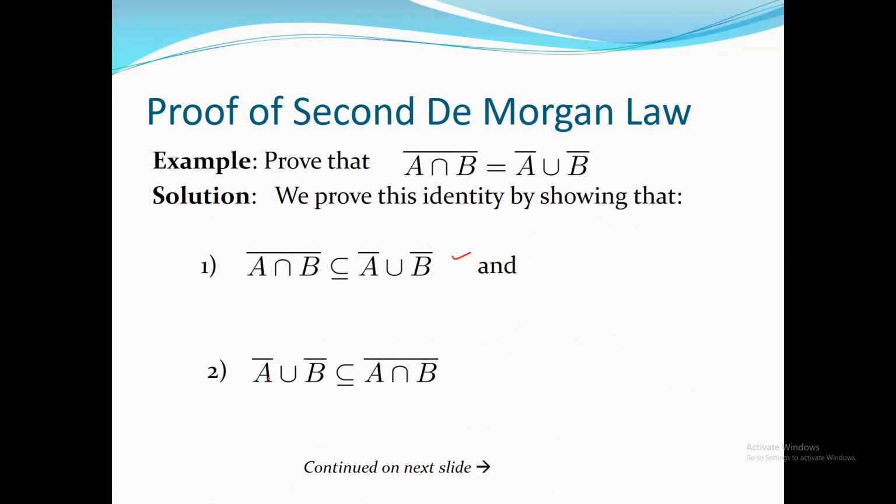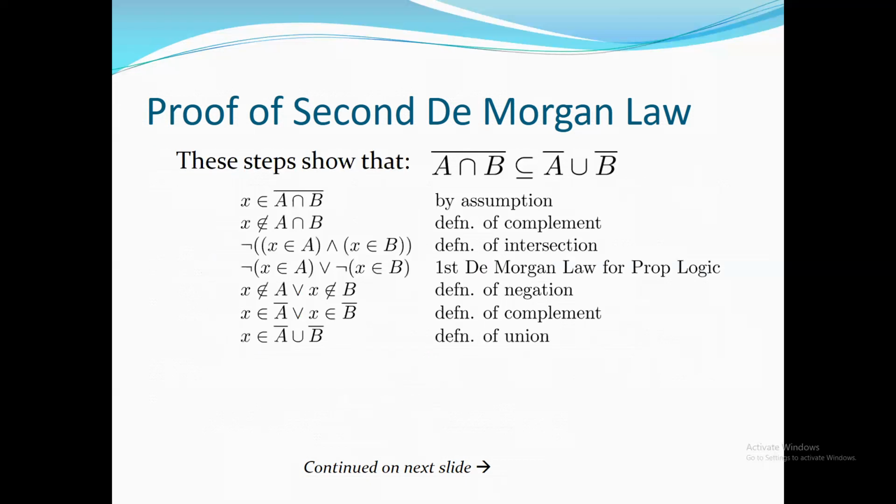That means the left hand side is a subset of the right hand side, and then prove the right hand side is a subset of the left hand side, right? So if you can do that, if this is equal to this and this equals to this, then we can say they both are equal. Now let's do one example.